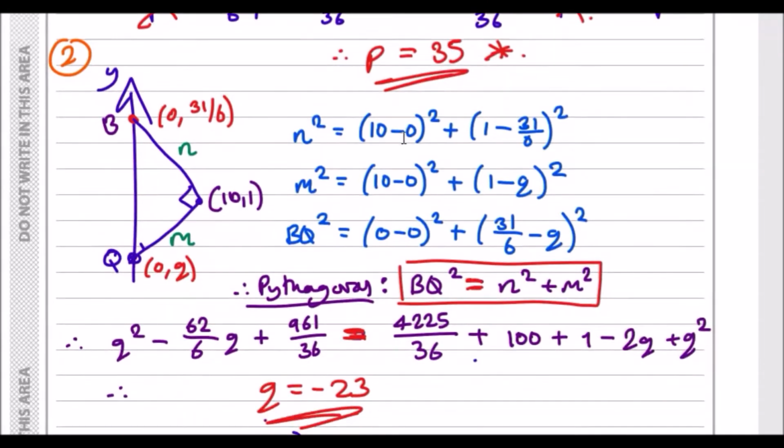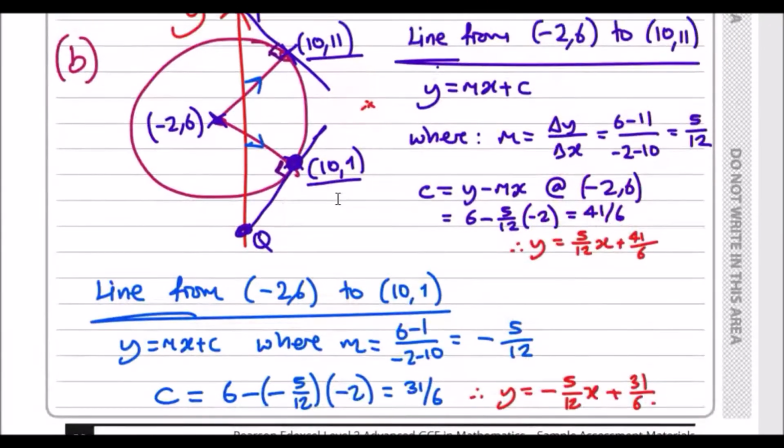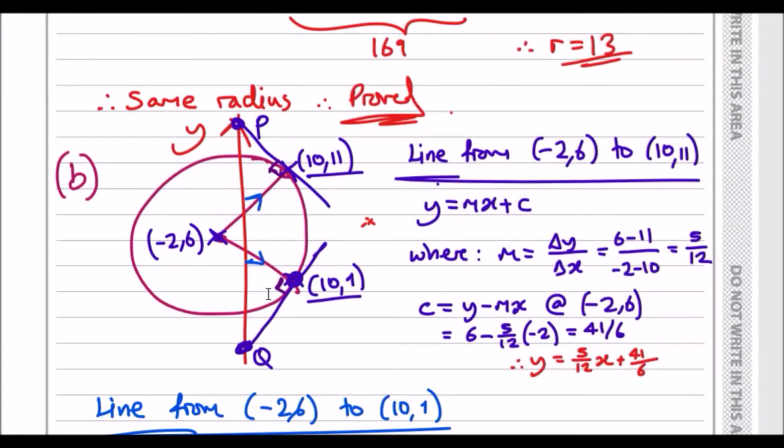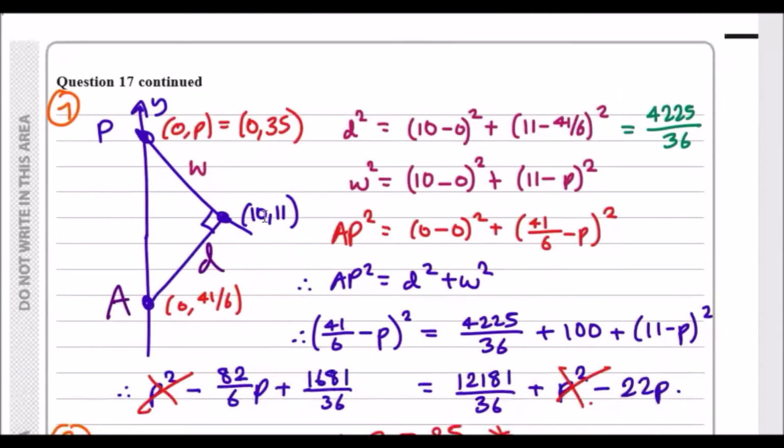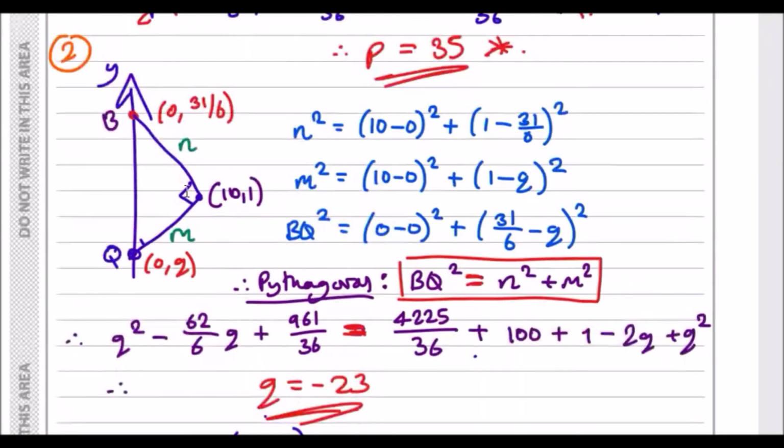Now for the second equation, it's the same thing. So just looking back at the general graph, we worked out this coordinate. So we know that P here is 0, 35. Okay. Now we need to find the coordinates of Q. So we're going to work with the bottom half, so the tangent from 10, 1 to 0, q. Okay, so just repeat the procedure.